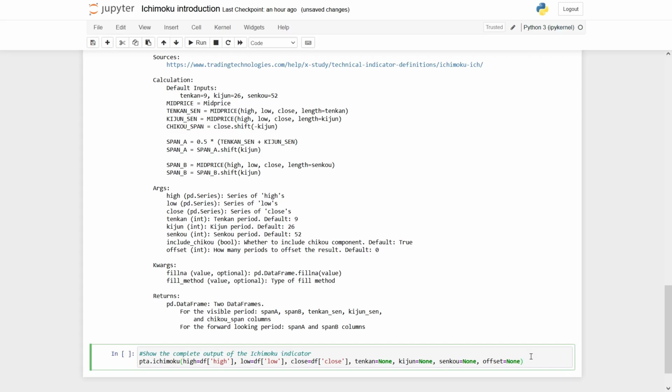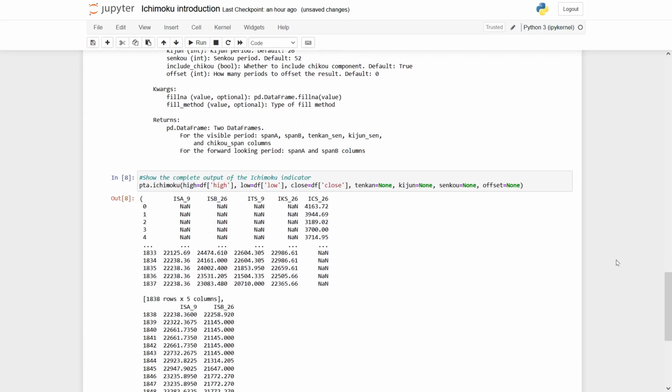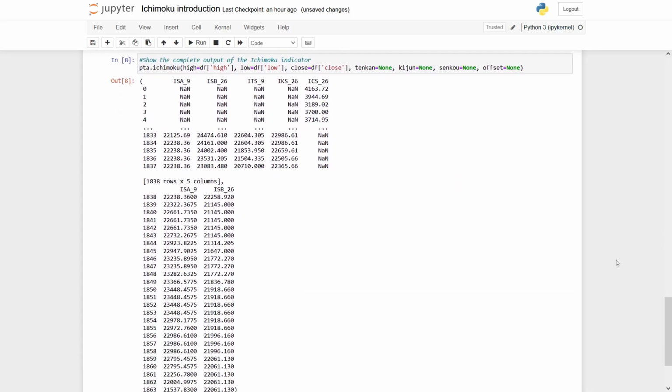First we can print the output of the complete Ichimoku indicator by using the following command. Take note that the Tenkan, Kijun, Senkou and Chikou are all the default values, and that the input are the high, low and close of the candles.